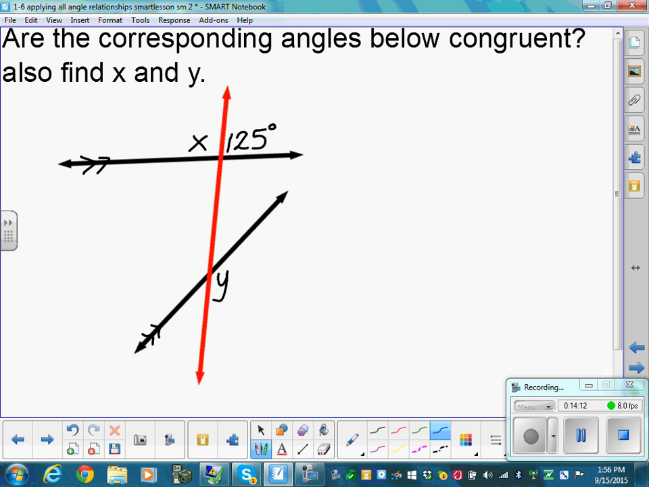Either way, you're both thinking the same thing. So Brian went this way. He said this is 125, which is true. Then that's a straight line, and this is a straight line, so then 180 subtract 125. 180 minus 125 is 55 degrees. Does everybody see how that's 55 degrees? Good, Brian.